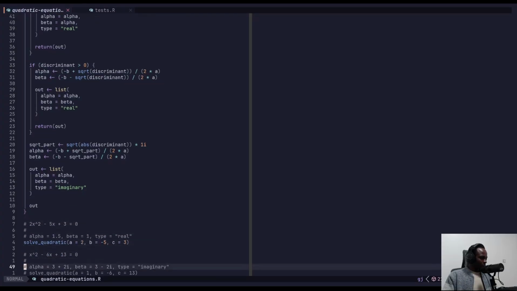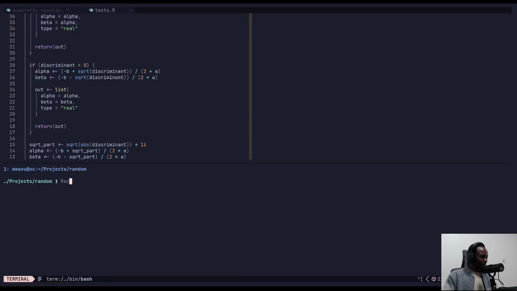So since we have this first test case in quotes, it's not a test case, but since we have it, I want us to run it and see if we get an alpha of 1.5, a beta of 1, and type to be real. So let's fire up the terminal, and I'm just going to do Rscript and then that. And there we go. It looks like we in fact got it right.